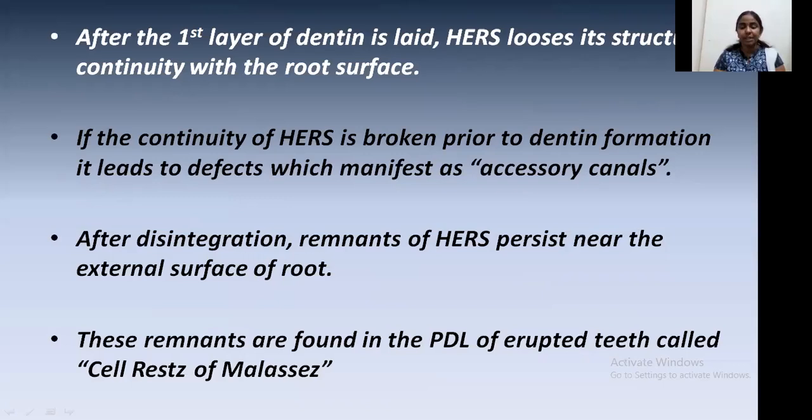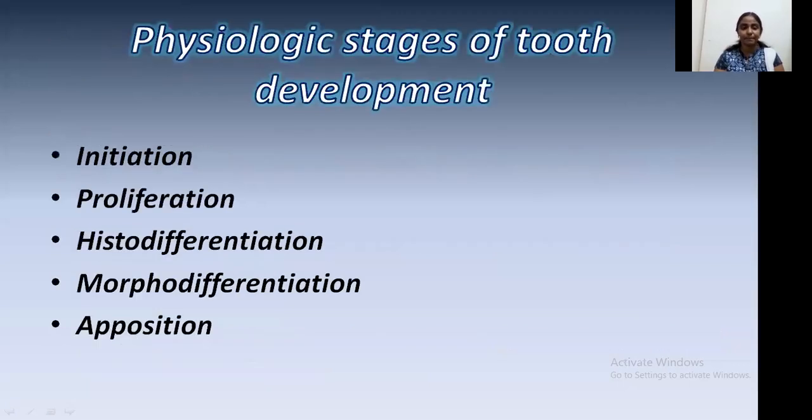After disintegration, remnants of the Hertwig's epithelial root sheath pass near the external surface of the root. These remnants are called cell rests of Malassez. Now, in the first part of odontogenesis, we saw another remnant, the cell rests of Serres. Remnants of the dental lamina are called cell rests of Serres. Remnants of the Hertwig's epithelial root sheath are called cell rests of Malassez. Moving on to physiological stages of tooth development.